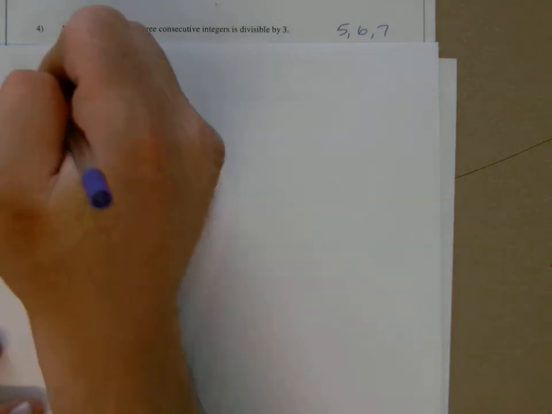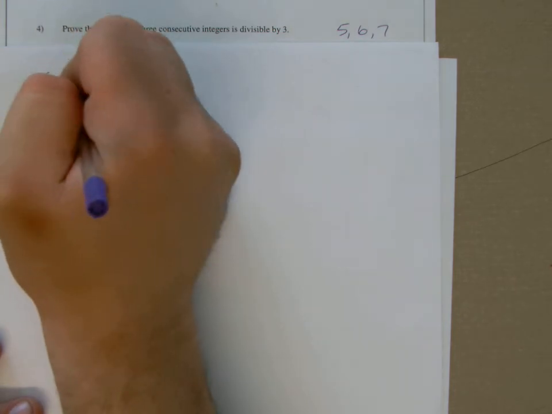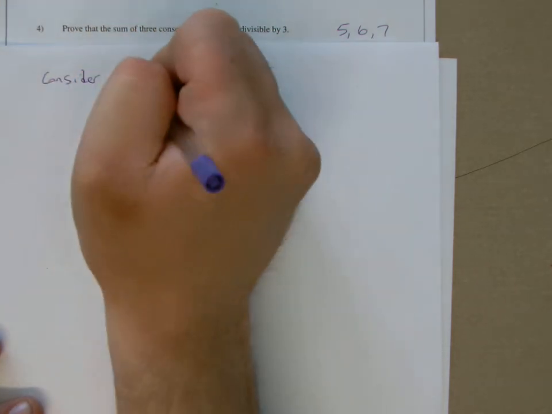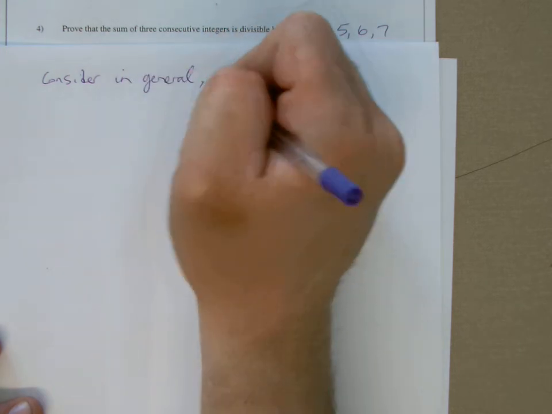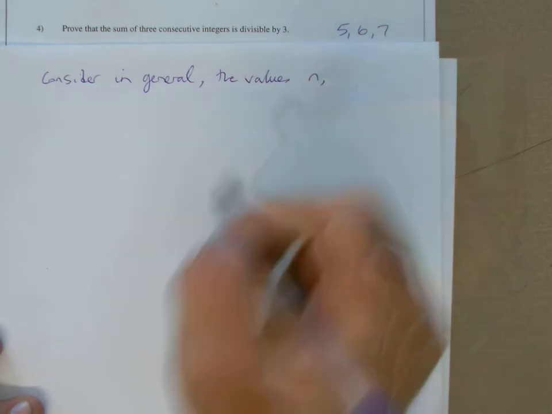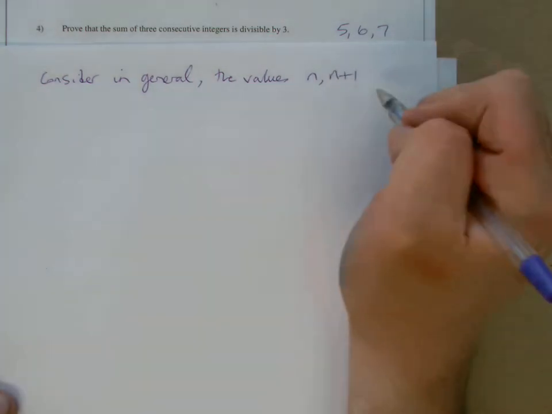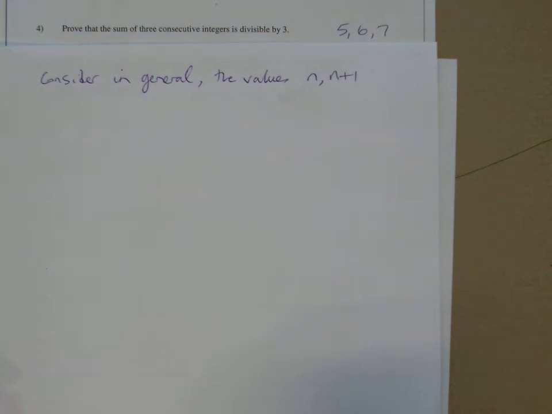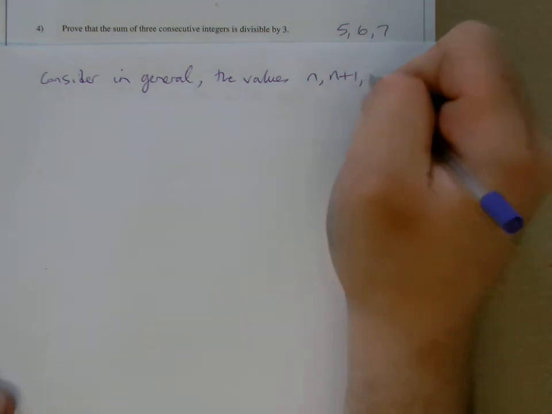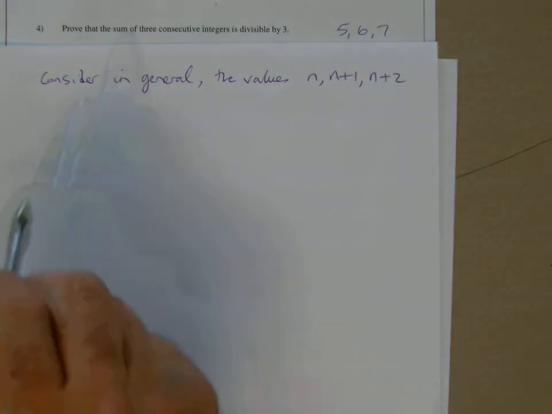So what I'll do is we'll use a bit of algebra, and we'll say, look, consider in general, okay, the value n. Now if we think about n, the number next to it then will be n plus 1, won't it? Okay, and then the number after that, so we have three consecutive numbers, will be n plus 2. So these are my three consecutive numbers, and we want the sum of them.